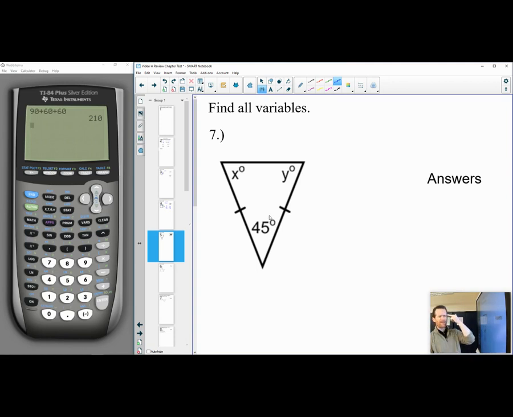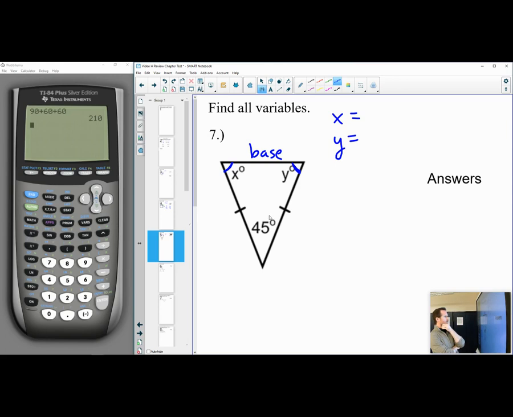Looking here, remember the base is the non-congruent side. So if this side and that side are congruent, the base is the other side. And if that's the base, then the base angles are the two angles that touch it. So that means X and Y. And that's what we're looking for here, X and Y.